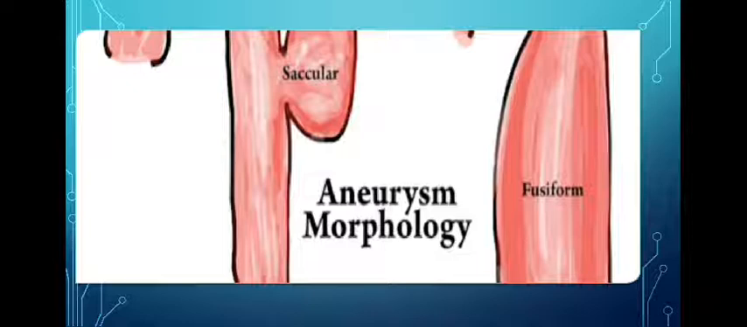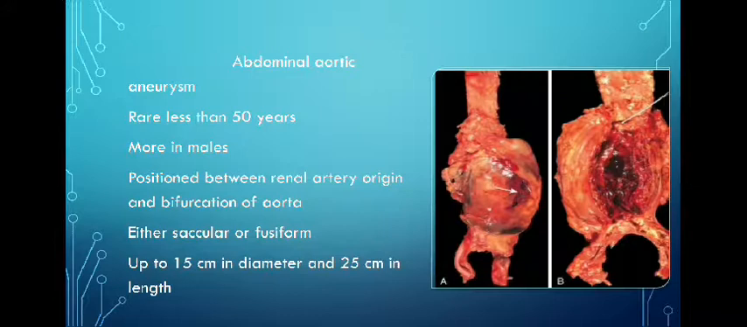Morphology of aneurysm is either circular or fusiform. Circular: the wall bulges outward. Fusiform: circumferential dilation of the vessel. Abdominal aortic aneurysm is rare under 50 years, more common in males, and positioned between the renal artery origin and the bifurcation of the aorta. It is either circular or fusiform, up to 15 cm in diameter and 25 cm in length.